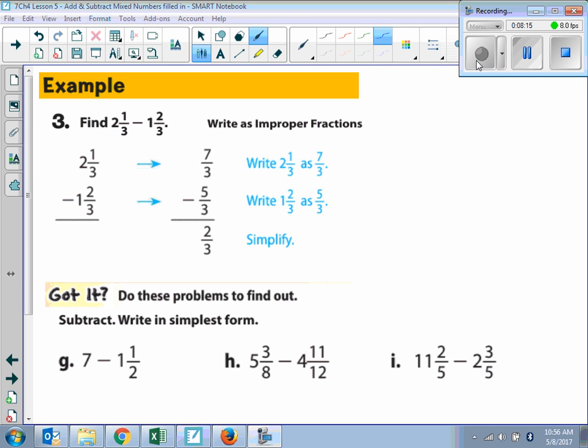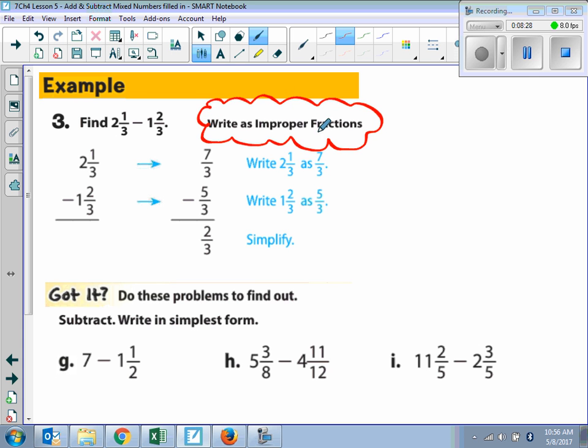So here's another way that you can add or subtract mixed numbers. The other way is to write them as improper fractions. Okay, so we're going to write the mixed numbers as improper fractions. Make sure you write that down: write as improper fractions. So here, for example, we have 2 and 1/3 minus 1 and 2/3.